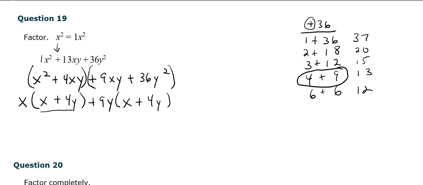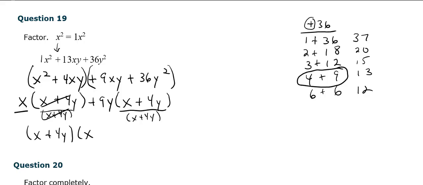So my greatest common factor is x plus 4y. And when I divide that out of each, I have x plus 9y.